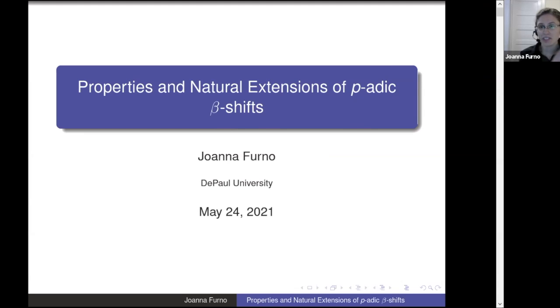Yeah, so I'm going to start with some background on the beta shift on the unit interval, which is well understood and studied. Then talk about how, through the analogy, we can define a similar map on the p-adics, some things that are known about that. Then trying to write its natural extension and extending these to more general maps.